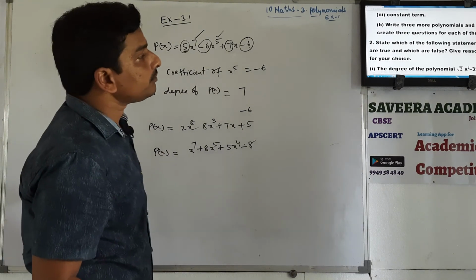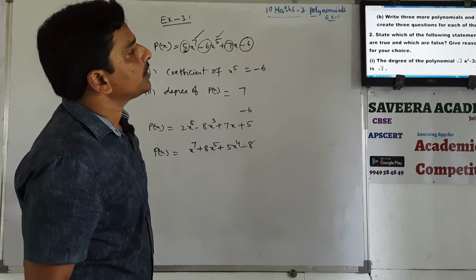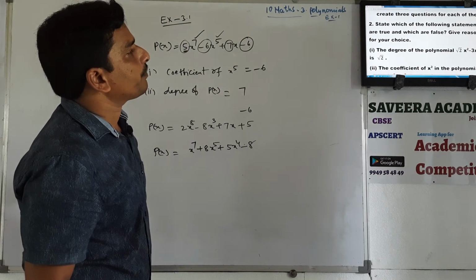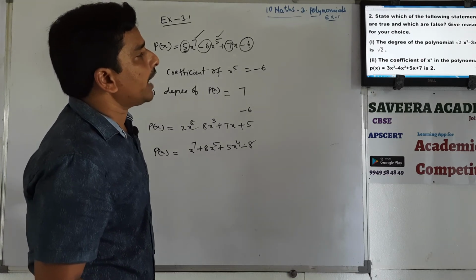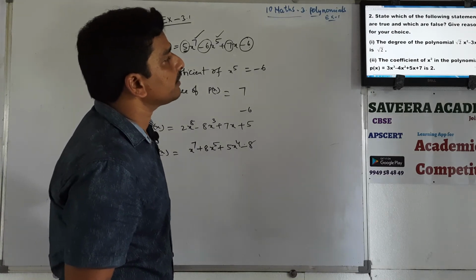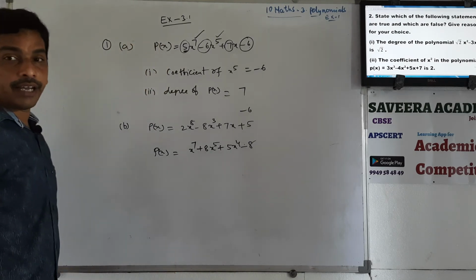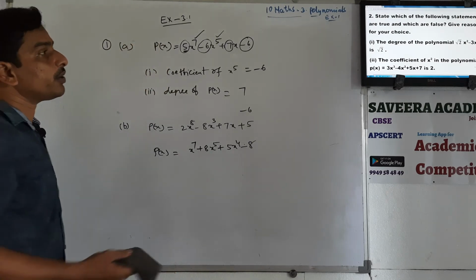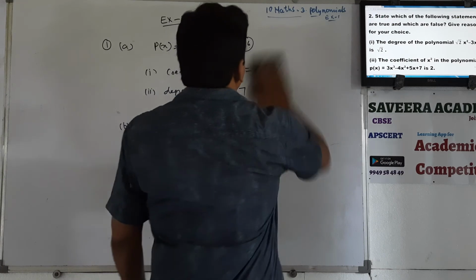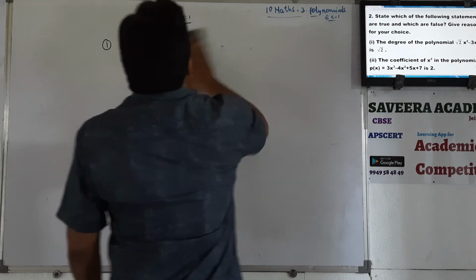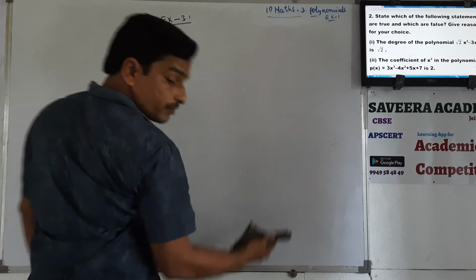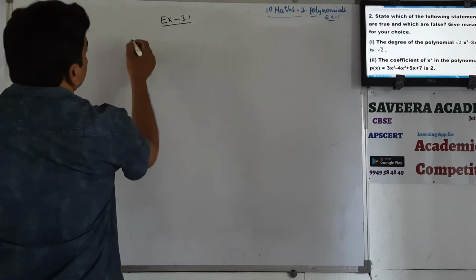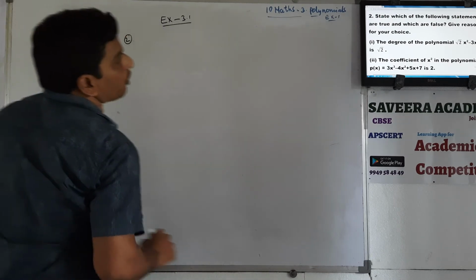Okay. Now, see second Roman, Exercise 3.1. State which of the following statements are true and which are false. Give reasons for your choice. Which are true, which are false, we have to decide.